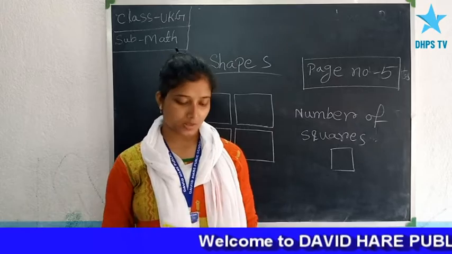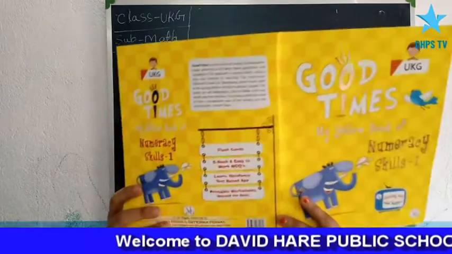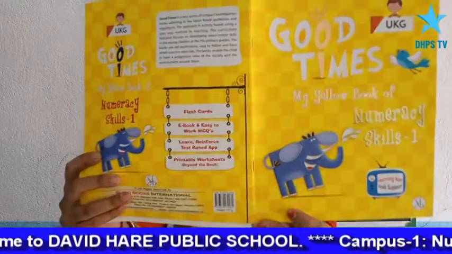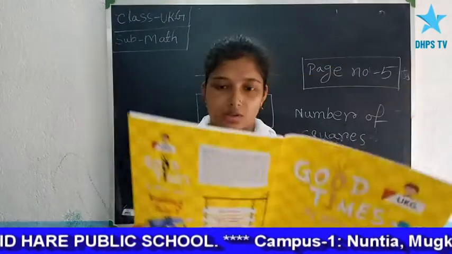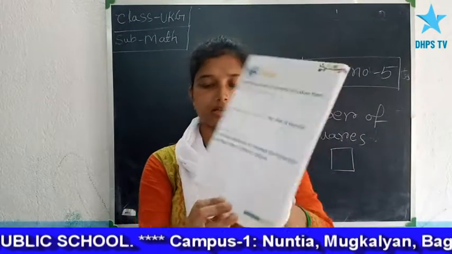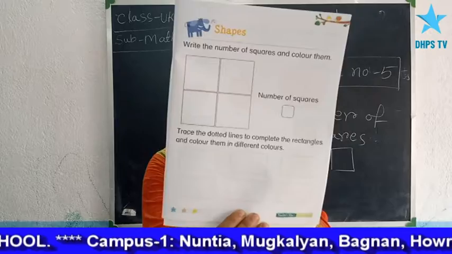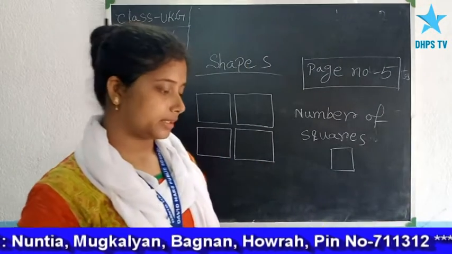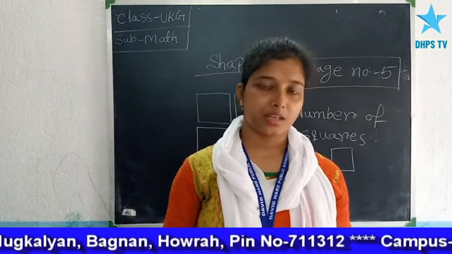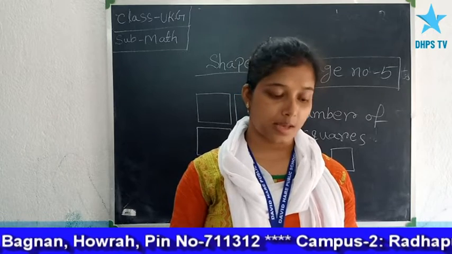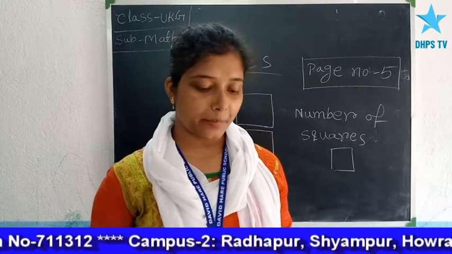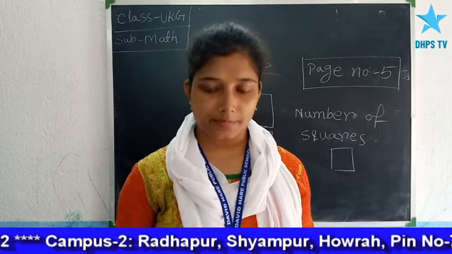UKG, please open your book, this one, Numeracy Skills 1. Open the book and the first chapter, page number is 5. The chapter is shapes. In this chapter, you will learn about shapes. So first work is write the number of squares and color them.